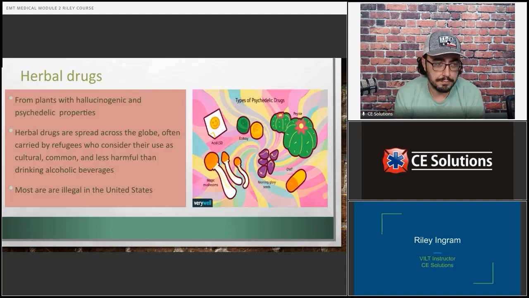Herbal drugs, from plants with hallucinogenic and psychedelic properties. Herbal drugs are spread across the globe, often carried by refugees who consider their use cultural, common, and less harmful than drinking alcoholic beverages. Most are illegal in the United States. We have steered away from having a lot of slides on marijuana. We really only go into these psychedelics here, and a couple of herbal substances from other countries, like I said earlier, but we'll get into it.